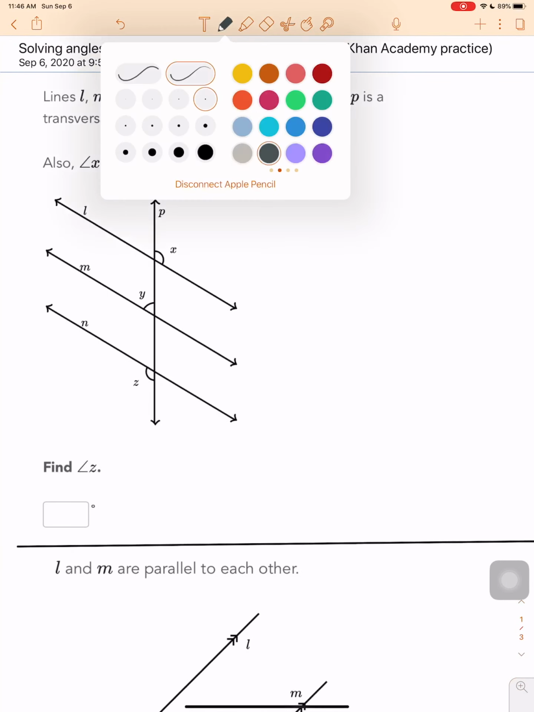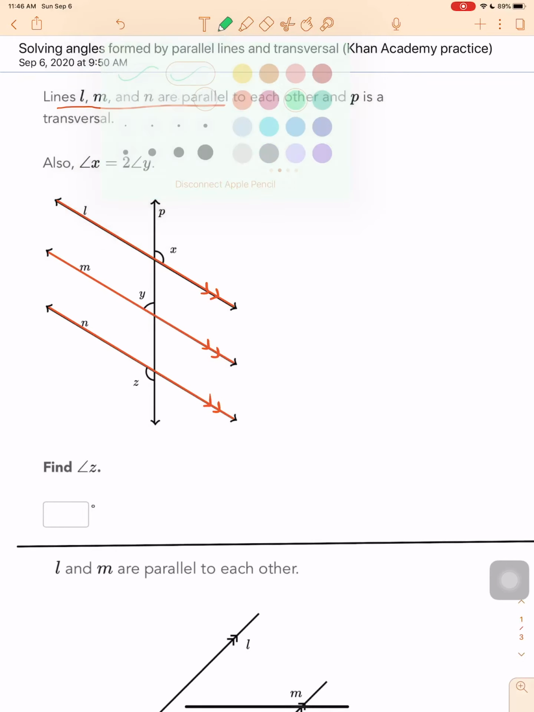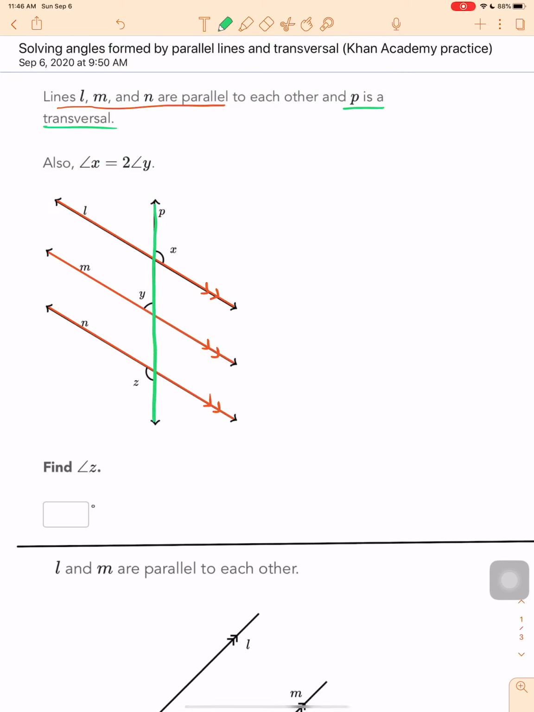So first of all, you always want to make sure that you read very carefully what is true about this problem. There are no arrows marked, but it does say lines L, M, and N are parallel to each other. So we know line L is parallel to line M, which is parallel to line N. You can draw the little parallel arrows if you'd like, just so you know for a fact those three are parallel. And then it also tells us that P is a transversal. So P is the line that crosses through those parallel lines.